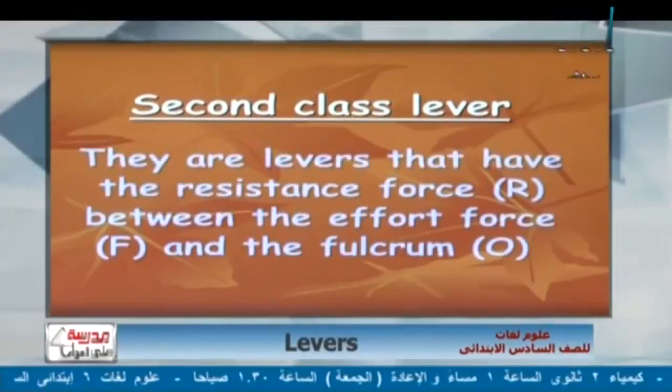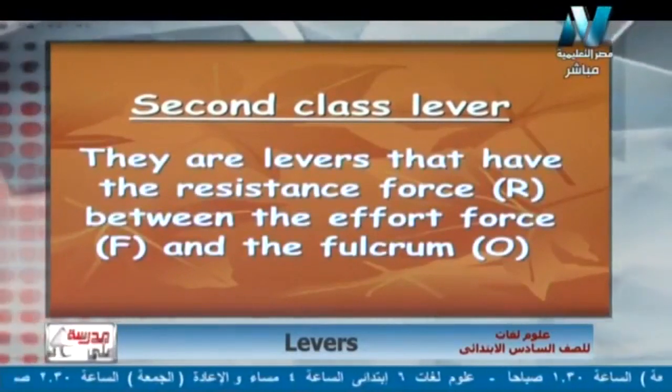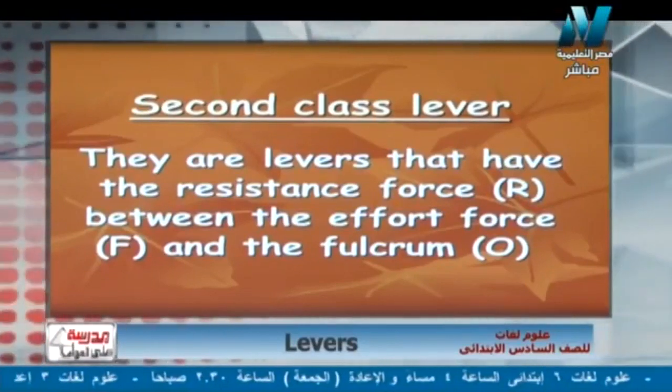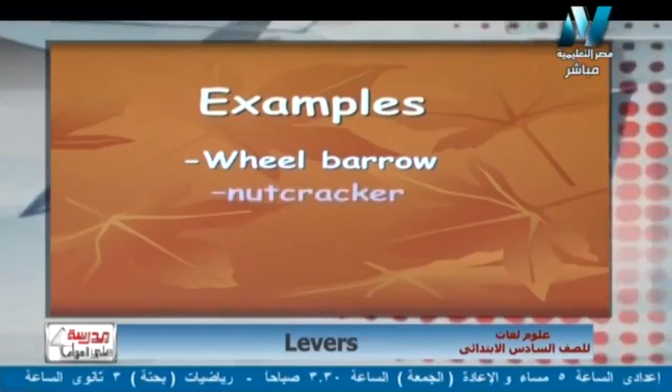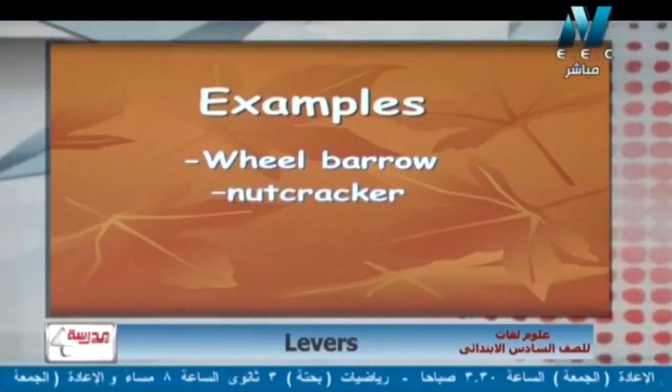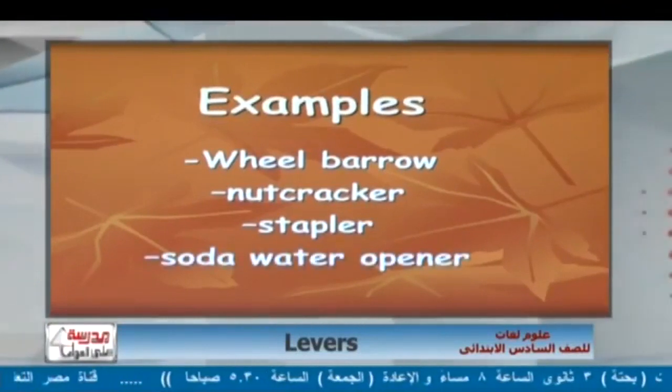So now what about the second class lever? Who is the second class lever? As I said, I have a secret word: ORF. The second class levers are the levers that have R in the middle. So I can say they are the levers which have the resistance force between the effort force and the fulcrum, R in the middle between F and O. Examples of second class lever: wheelbarrow, nutcracker, stapler, and also the soda water opener.